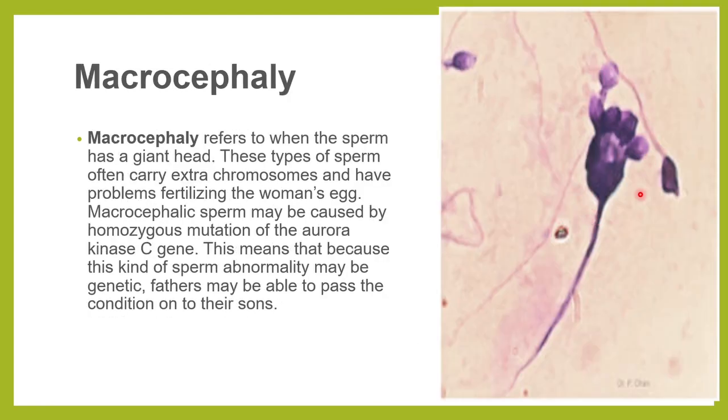This is macrocephaly. Macrocephaly means the head is very big, a giant head. So why are these types of sperms having such a big head? Because they will carry extra chromosomes and they will have a problem in fertilizing the woman's egg. So this could be formed by many mutations, and this sperm abnormality could be genetic. So this is macrocephaly, when the sperm head is very big.